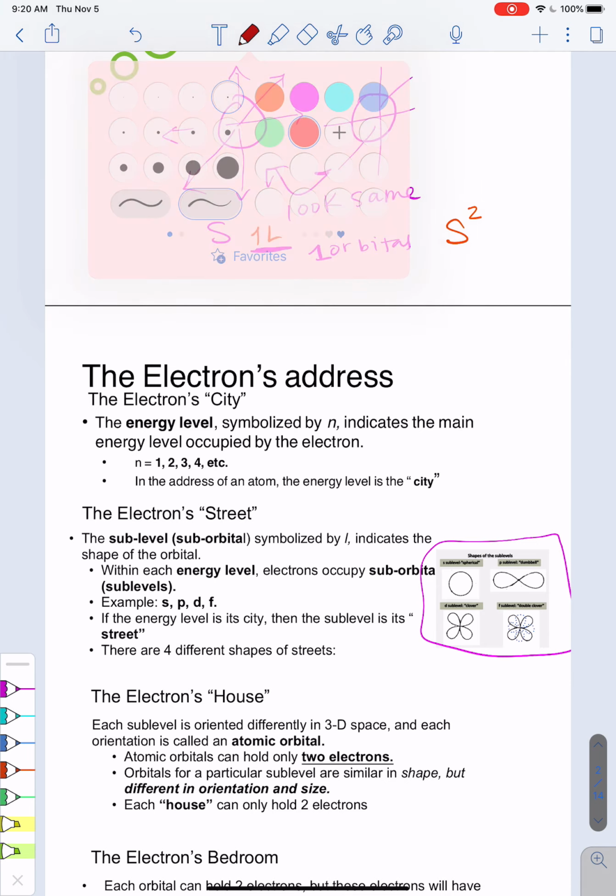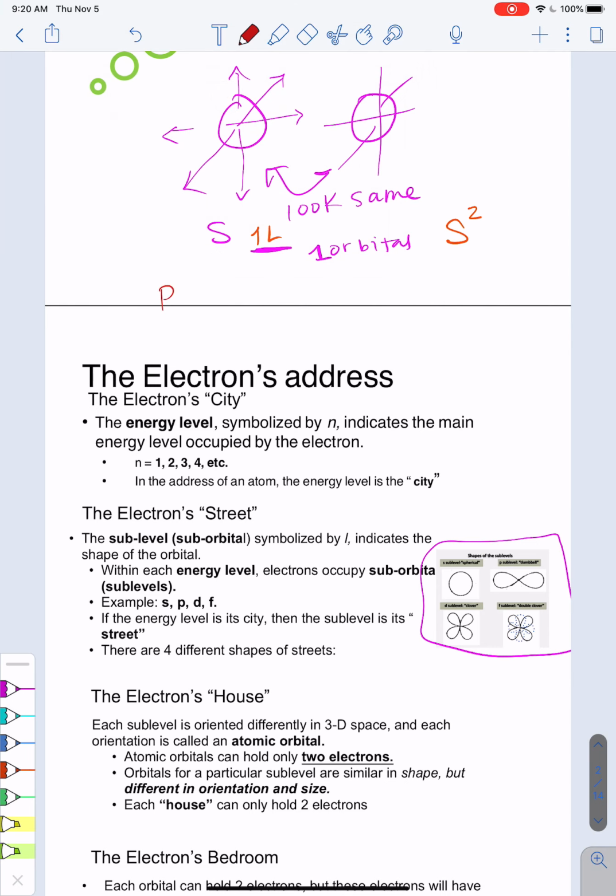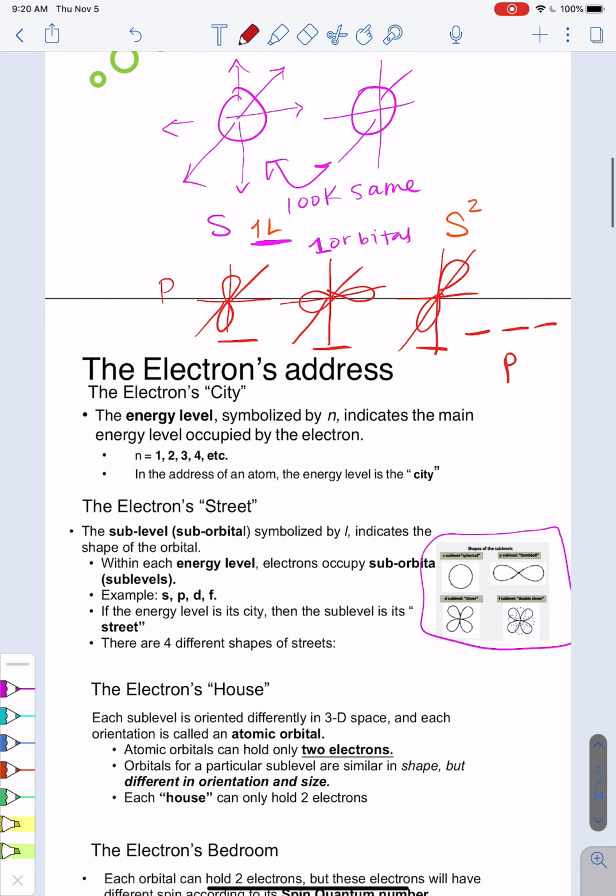For the P orbital, remember, we can change it different ways. We can stand it up, we can lay it down, and then we can put it coming out towards you, okay? And so there are 3 different ways the P orbital can be drawn, 1, 2, 3. And each one can hold 2 electrons, okay? So the P orbital total can hold 6 electrons, and so forth.